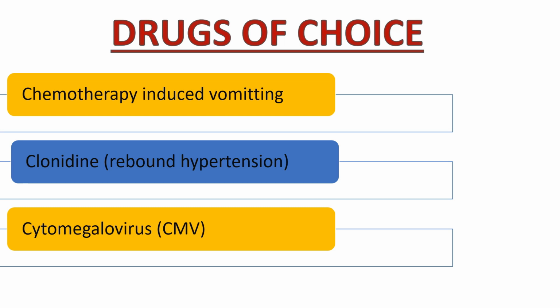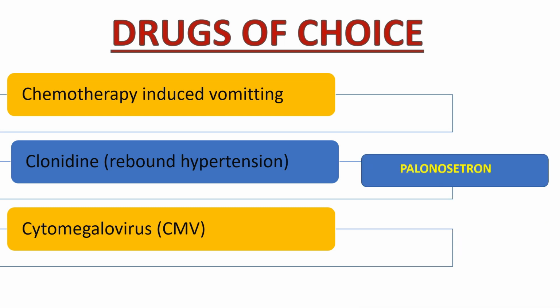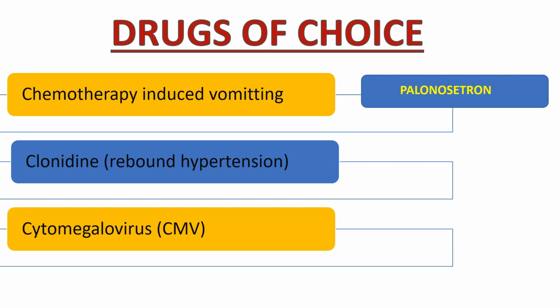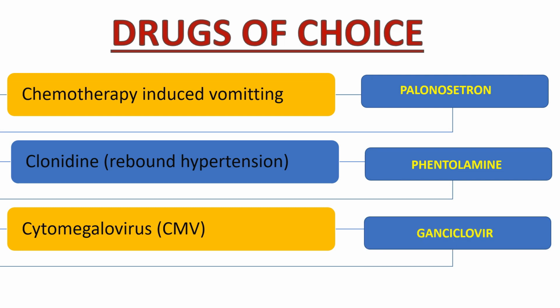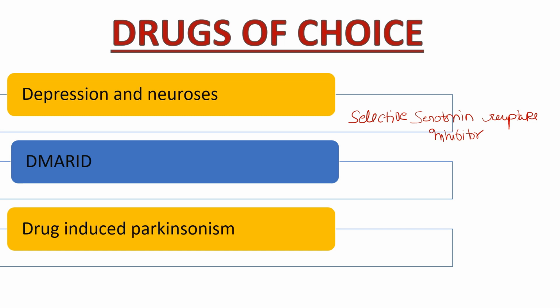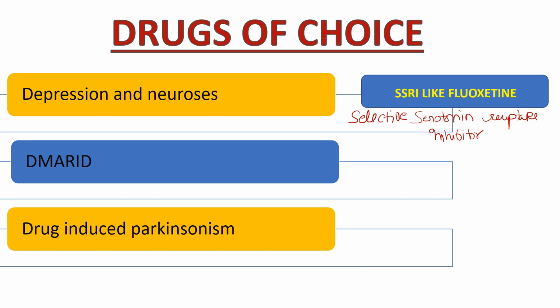Next, for chemotherapy induced vomiting, the drug of choice will be palonosetron, and for clonidine rebound hypertension, we will be using phentolamine. In the previous case also we have seen the use of phentolamine. Next, cytomegalovirus, that is CMV. We will be using ganciclovir, so it is important. Next, for depression and neurosis, we will be using SSRIs, that is selective serotonin reuptake inhibitors like fluoxetine.